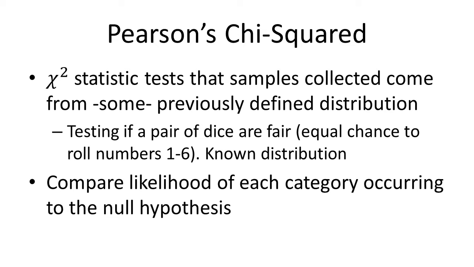One of the simplest examples that we can cover is basically trying to determine if a 6-sided die is actually fair. So there's an equal chance of 1 through 6 being rolled on any one die. So we know what the distribution is for that, and we can roll a die multiple times and then test to see whether it actually conforms to this distribution. Basically what you do is you compare the likelihood of each category, which in this case is the number that appears, occurring to the null hypothesis, which would be saying that it should be equal to the known distribution.